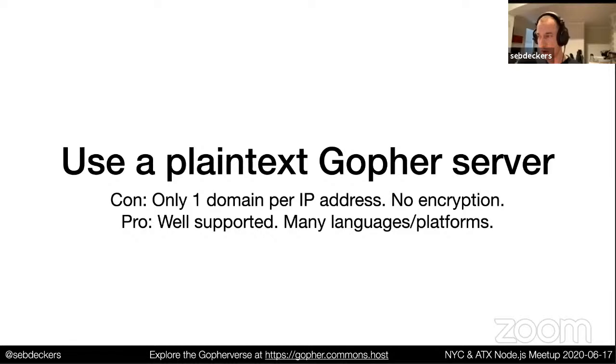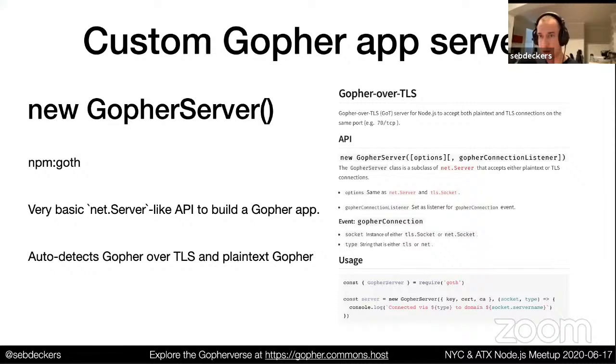Okay, so you can run your own Gopher server. Like I said, it's just port 70. It's really straightforward. You can do this with frameworks and servers in many different languages and frameworks of your choice. But of course, you're a Node developer, so I've created a little thing called Gopher server, npm goth, which would stand for Gopher over TLS and HTTP. So with Gopher server, you can extend it, and it's very similar to the net server, like a standard TCP server.